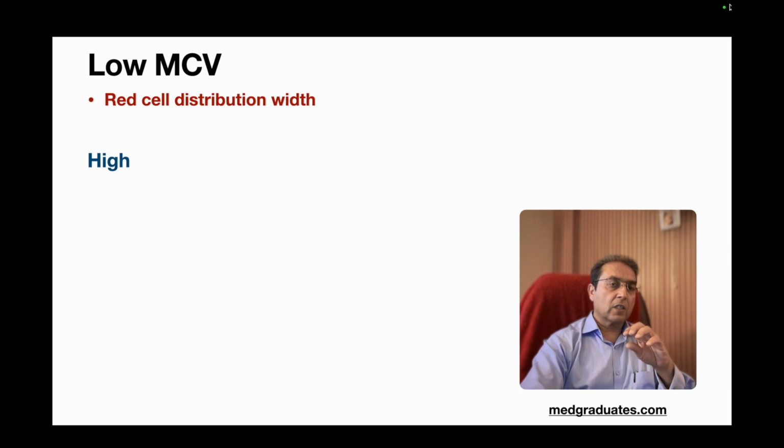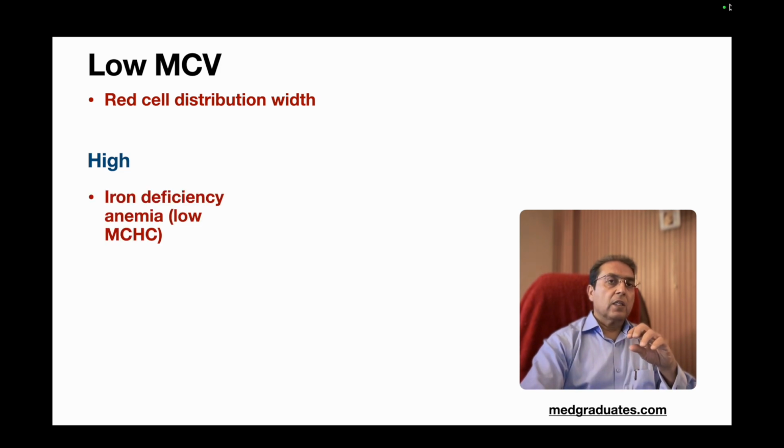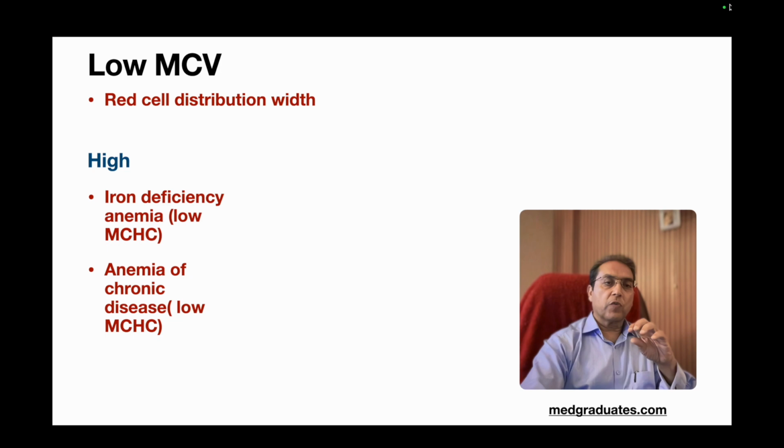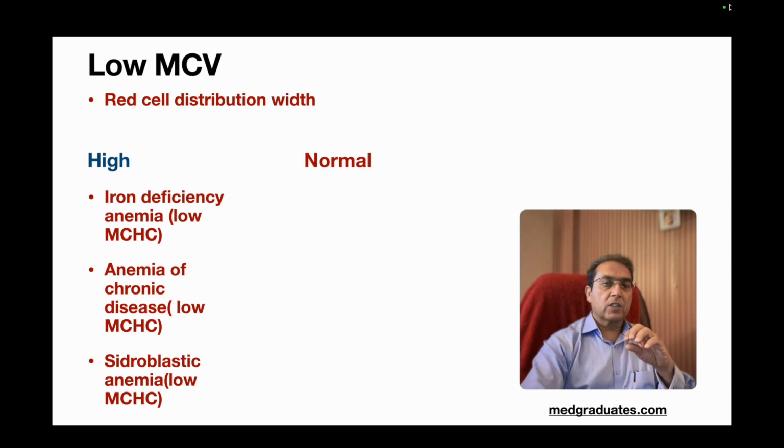There are small and large RBCs in the circulation. This is seen in iron deficiency anemia, and the MCHC is generally low. Then you can also see a high red cell distribution width in anemia of chronic disease and anemia of renal failure, where there is low MCHC, and in sideroblastic anemia, MCHC is again low and there is a high red cell distribution width. And if you have low MCV with a normal red cell distribution width, this can be caused by beta thalassemia itself or beta thalassemia trait.